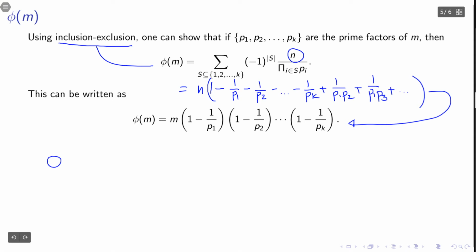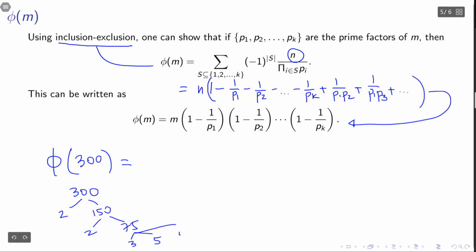And I'll give you an example. What is phi of 300? Okay, well, you just need to find the prime factors of 300. 2 is a prime factor. You can remove another 2. And this is now 3 times 5 times 5. Which tells me that 300, right, times 1 minus 1 over 2 times 1 minus 1 over 3 times 1 minus 1 over 5.